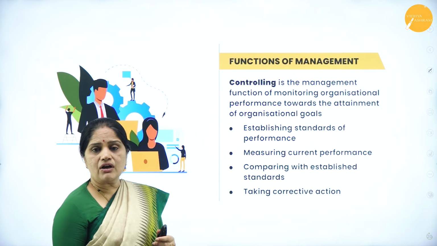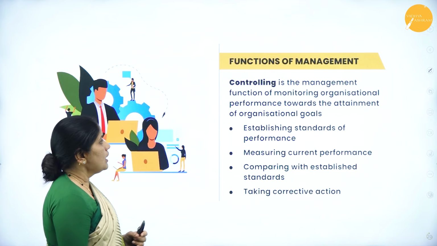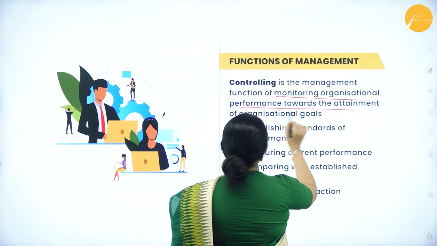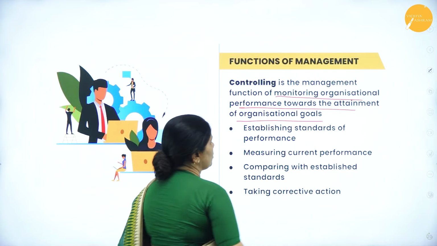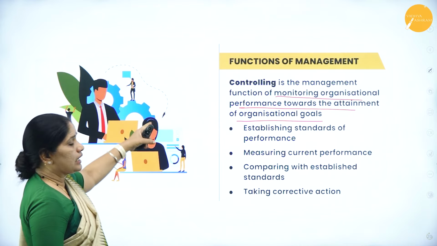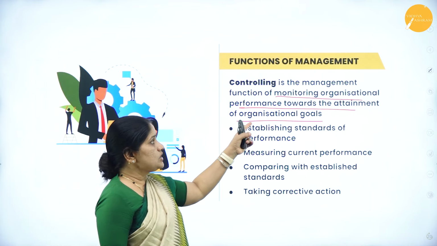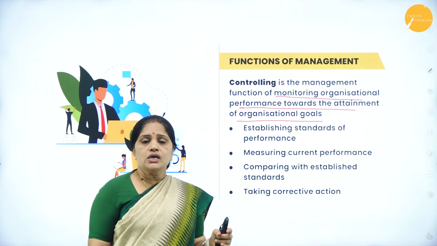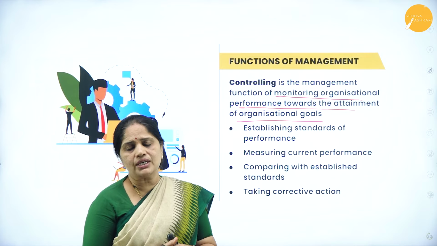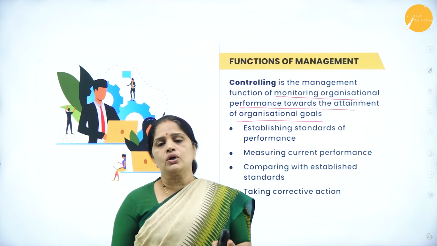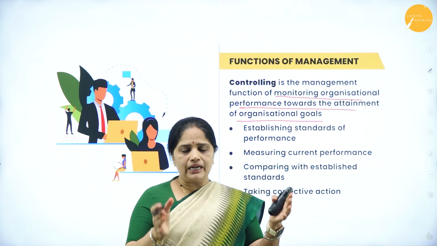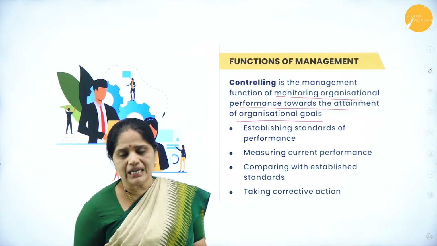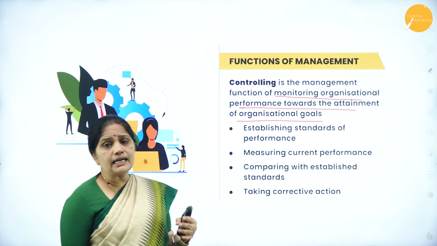Then the last function of management is the controlling function. Controlling is the function of monitoring organizational performance towards the attainment of the organizational goals. Here you can see the top level is controlling the lowest level. Once you have planned for the entire organization, then you have to have a system of control. Just like you have a building plan for the building, and you have to ensure that the building is built as per the plan, the same way for an organization, you need to have the controlling function.